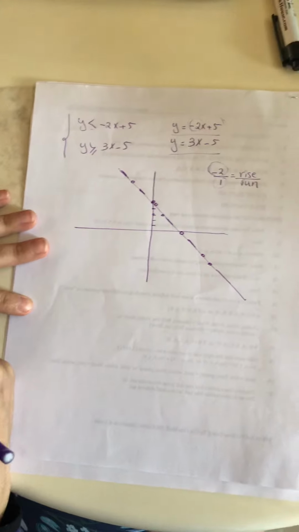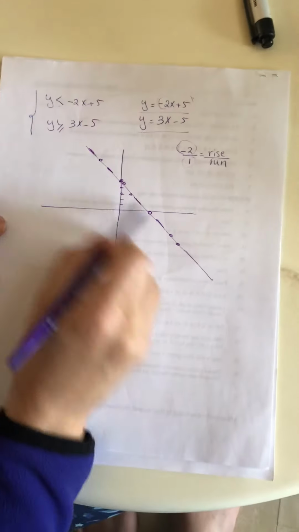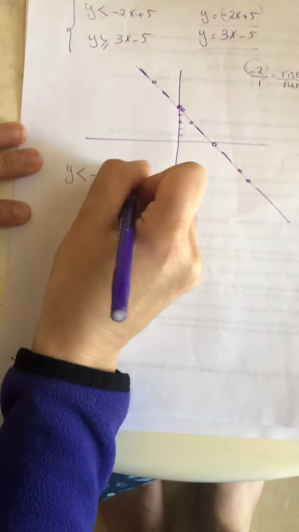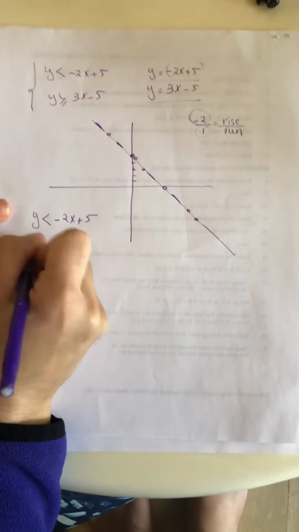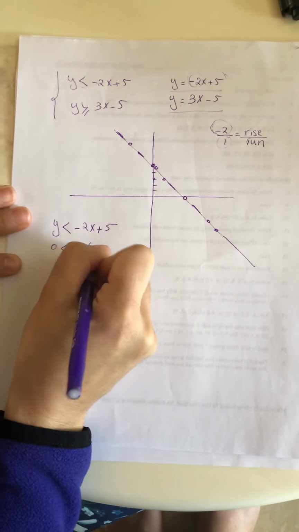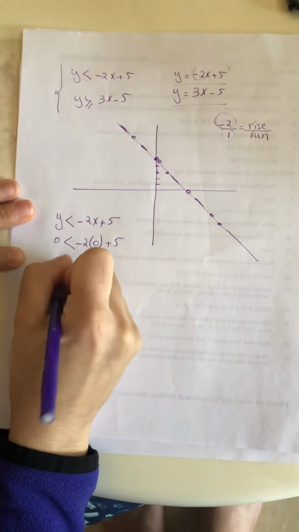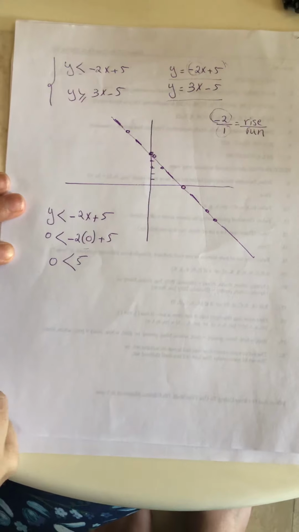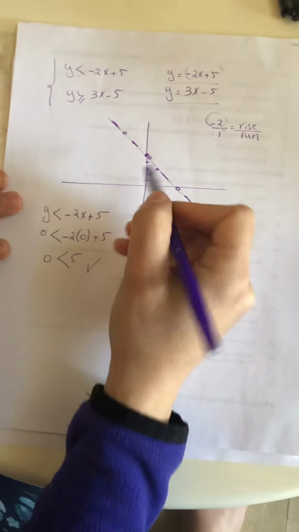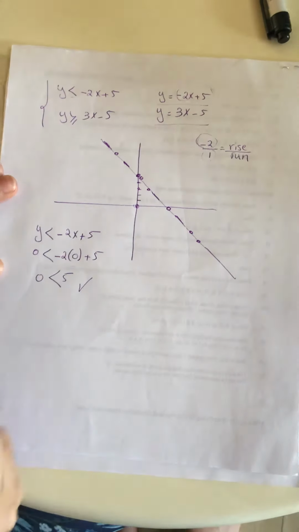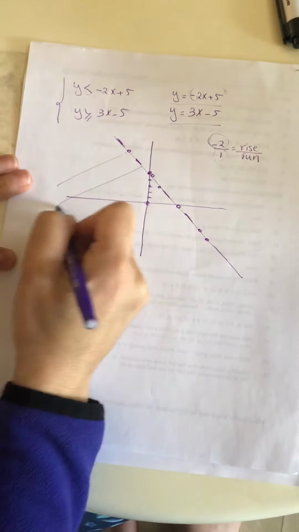In order to do that, just pick a test point. The best test point is 0, 0 if your line is not passing through 0, 0. So over here, let me write it down, y less than -2x plus 5, then plug 0 for y and 0 for x and see what happens. Here, this is 0 plus 5, which is 5. Is 5 greater than 0? Yes, it is. It means that the side that's covering 0, 0 will be the best side for us. So I'm going to shade this part.